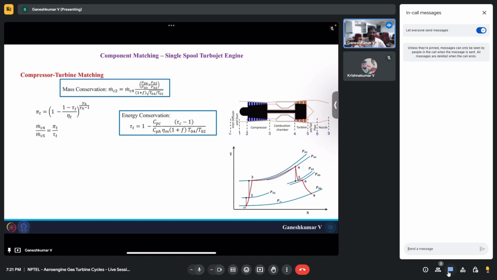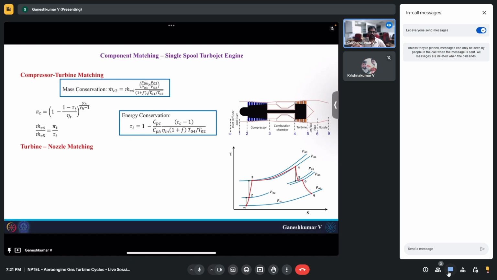And then we also have an additional equation here, which is m dot c4 by m dot c5, the ratio of corrected mass flow rate from inlet to outlet across the turbine, equal to the pressure ratio across the turbine by the temperature ratio across the turbine. This is also simple. Basically it is coming from mass conservation within the turbine. m dot 4 is equal to m dot 5, and if you rewrite that in terms of corrected mass flow rate, you will end up with this equation. So it's just a simple manipulation of the same mass conservation.